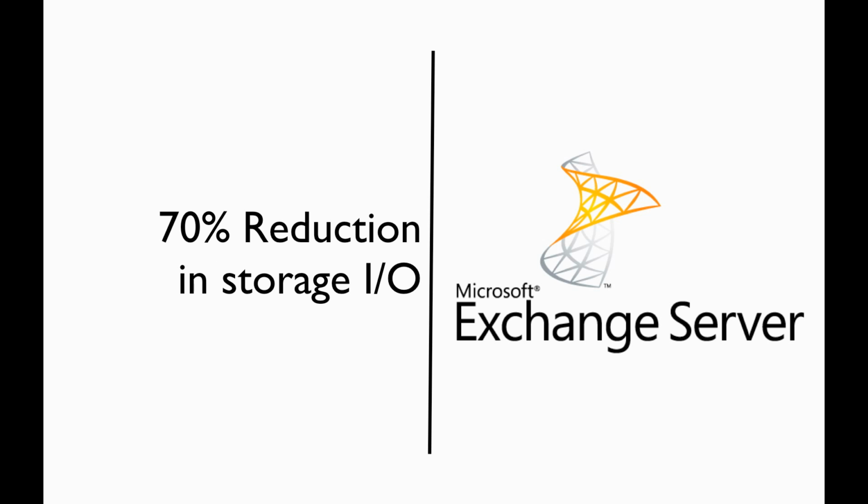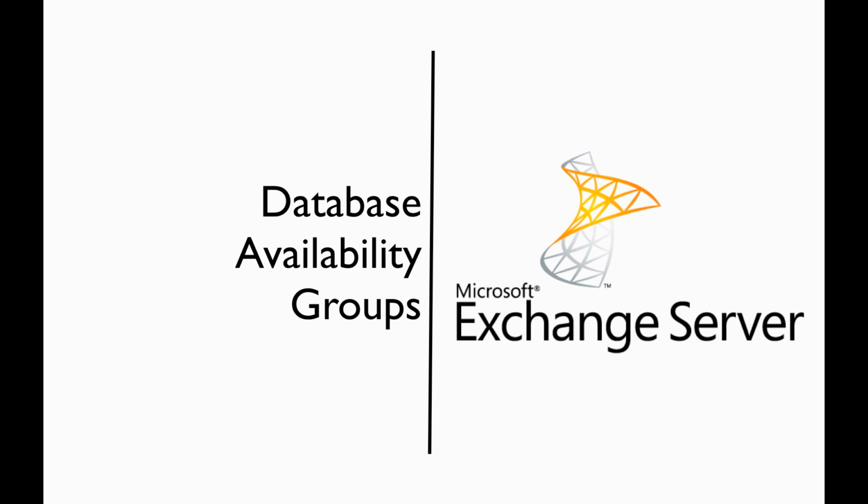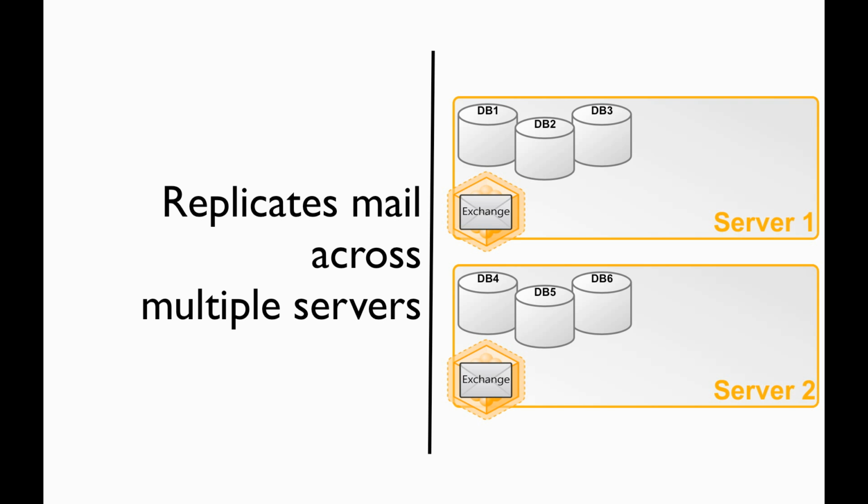New in Exchange Server 2010 are some great storage enhancements, starting with a significant reduction in storage I/O requirements. In addition to this reduction is support for low-cost, high-capacity SATA drives. Exchange 2010 also increases the resiliency of this architecture by introducing database availability groups. I'd like to spend just a few minutes discussing this new technology.